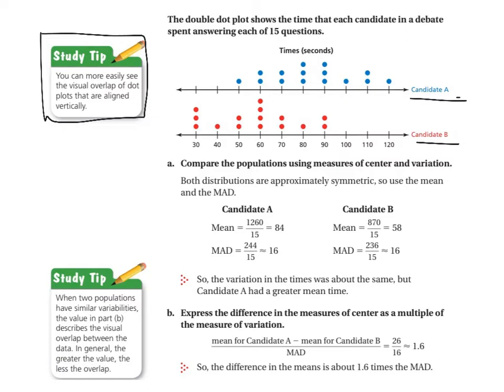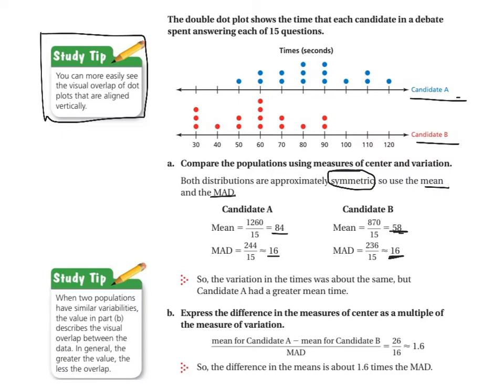And if we think back to 6th grade, it reminds us that when we have distributions that are approximately symmetric, we want to use the mean and the MAD to represent the measures of center and variation. So candidate A's mean is 84 and candidate A's MAD is 16. Candidate B's mean is 58 and their MAD is also 16.